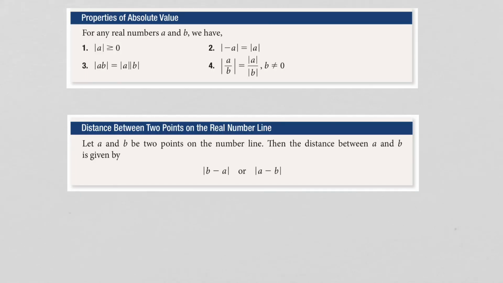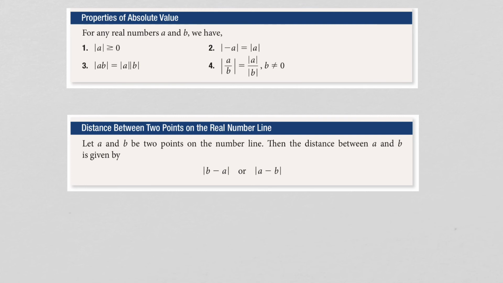Next, we'll look at a couple of properties of absolute values. First of all, the absolute value of any number a is always greater than or equal to 0. That just means the absolute value of a number can never be negative. The second property: the absolute value of negative a and the absolute value of positive a are the same. Third property: if you have the absolute value of a times b, you can do that by taking the absolute value of a and multiplying it by the absolute value of b. And finally, the absolute value of a divided by b is the same as the absolute value of a divided by the absolute value of b, as long as b is not 0.